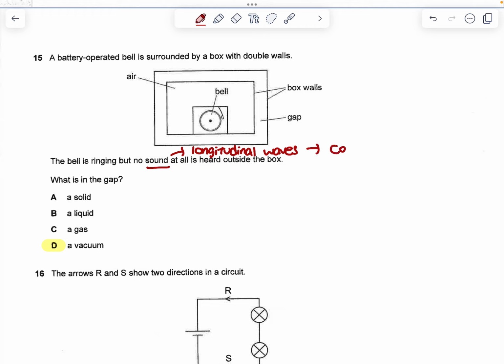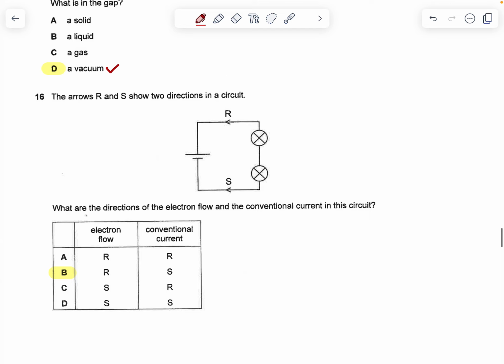compression and rarefactions. And it requires a medium. So this one is likely to be a vacuum. So sound wave cannot travel in vacuum.